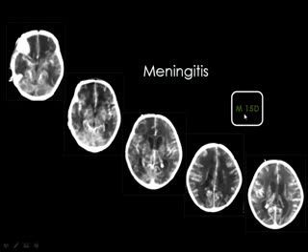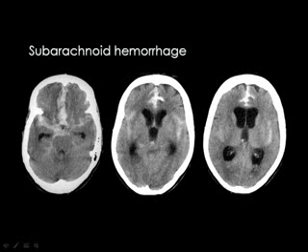Another case in a 15 days old male child with meningitis, and you can see marked enhancement of the basal cisterns and sylvian fissures, as well as the leptomeninges, with symmetrical dilatation of the ventricular system.